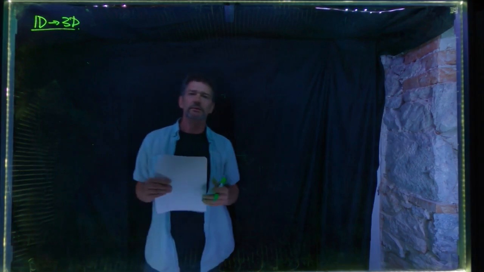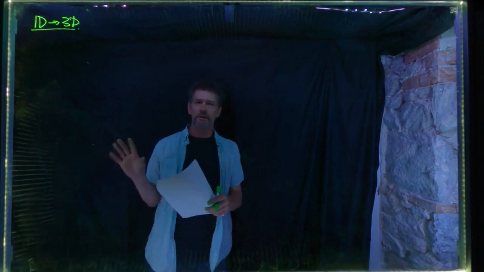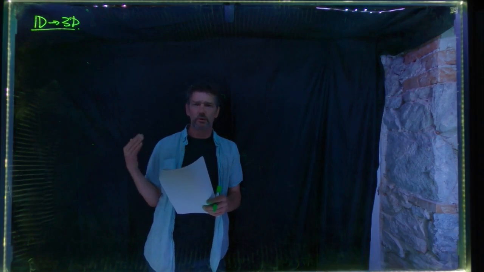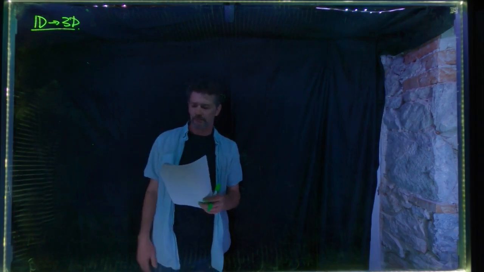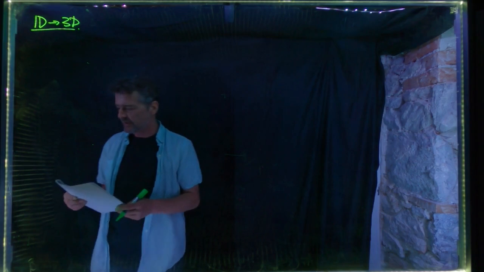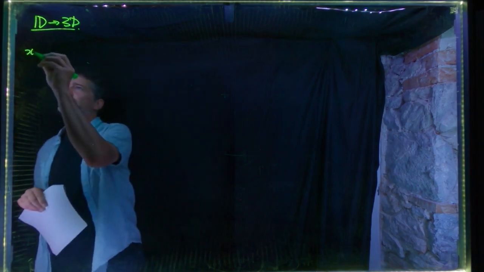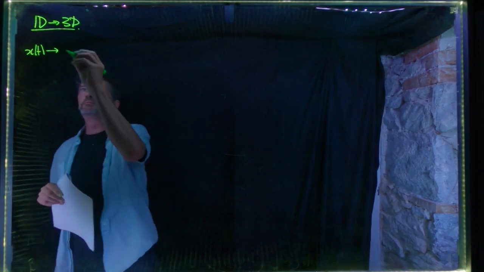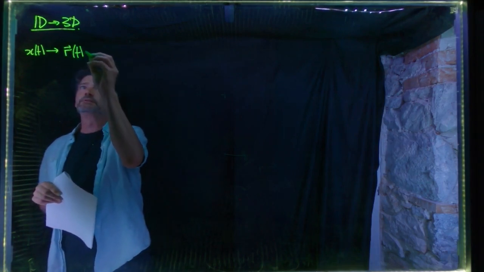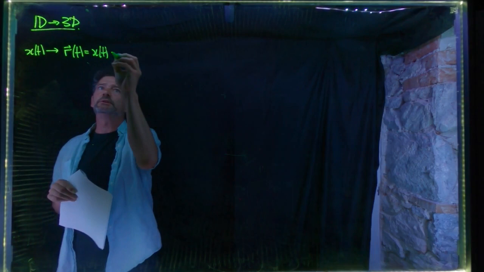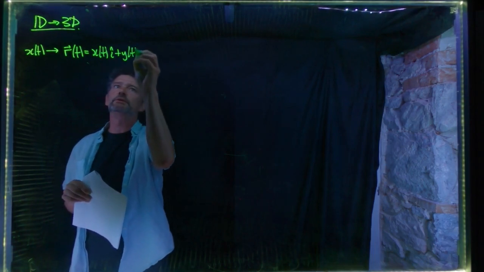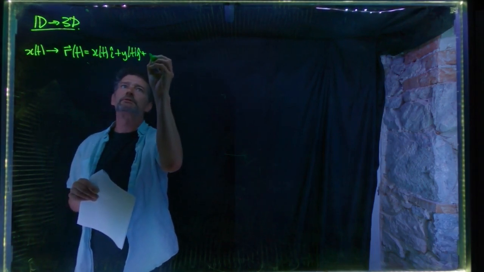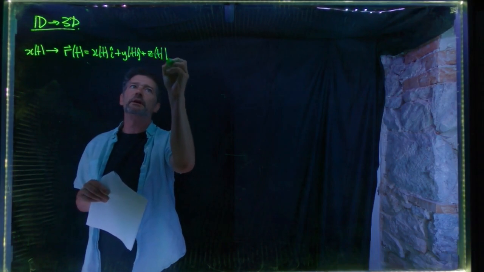And the way we do this is we just go from just dealing with the x component of position, velocity, and acceleration to vectors, x, y, and z components. Okay, so x as a function of t will go to a full position vector r as a function of t equal x of t i hat plus y of t j hat plus z of t k hat.